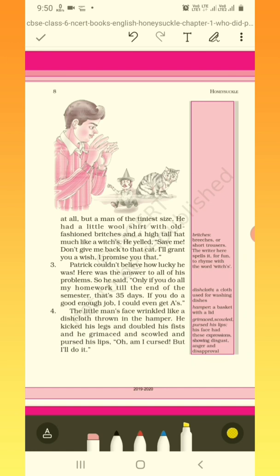Okay. So now Patrick would be happy because by saving the elf, he would be getting something in return. This is what he made out of the situation, like the elf promised. Okay. So let's continue reading.